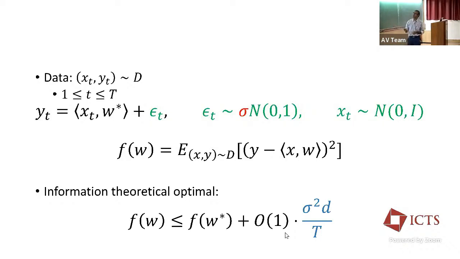For this setting, we want to optimize the least squares error. This is the expected loss, or expected error, that we want to minimize. There has been a bunch of work on this problem, and people have got very precise information theoretic bounds. In particular, if you have t points in d dimension with this setting, then you can estimate w up to this error. Compared to the optimal error, you will have an additional error of sigma square d by t. That is, this error scales linearly with the dimensionality and inversely proportional to the number of points that you are seeing.